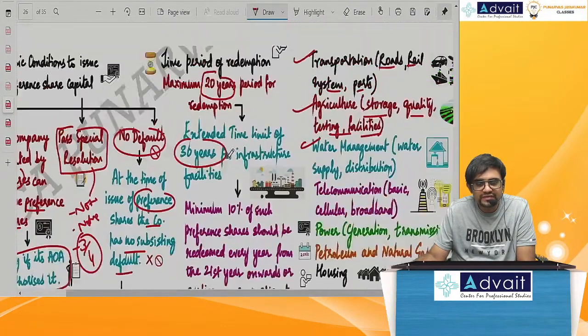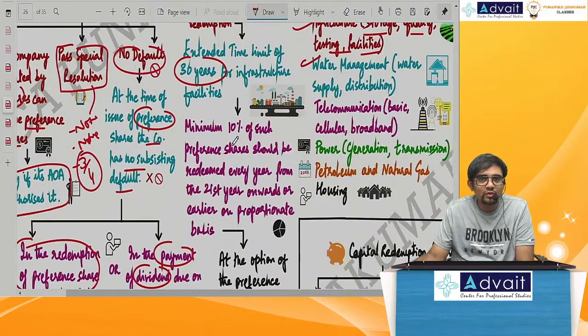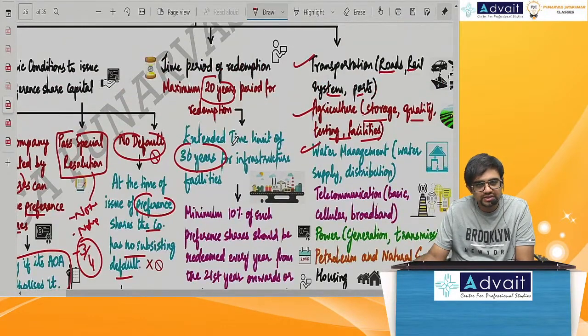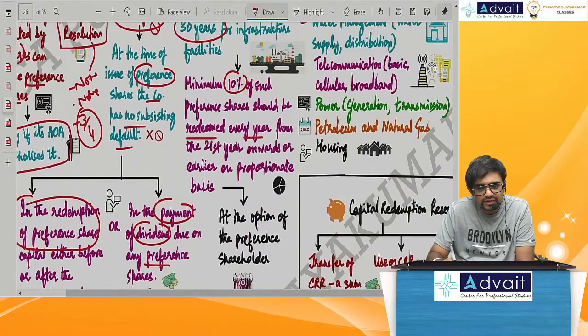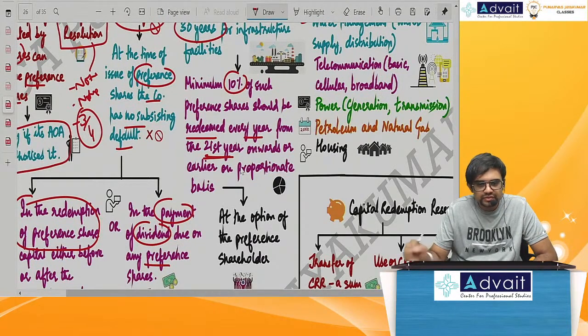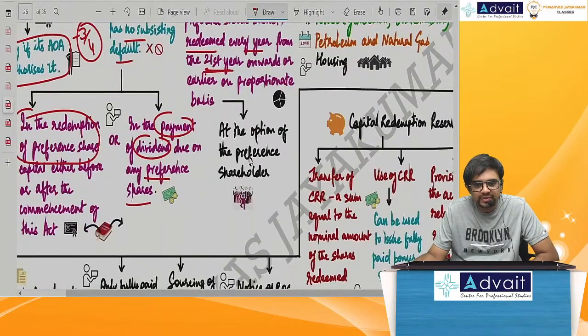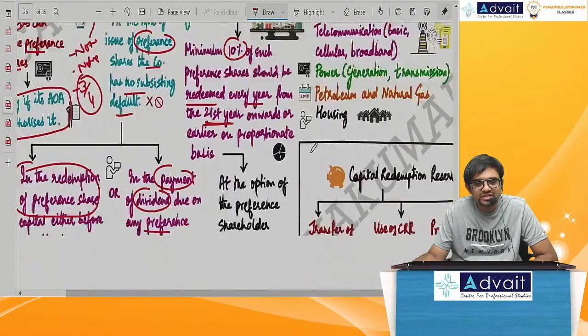So if you are a company which is building these infrastructure projects, then the number of years needed is 30 years. Then you have to go for 30 years. So minimum 10% of such preference shares should be redeemed every year from the 21st year onwards, or earlier on a proportionate basis. Means what? From the 21st year onwards you need to start redeeming. That is what they are trying to tell, on a proportionate basis, at the option of the preference shareholder. This is for the infrastructure facility.